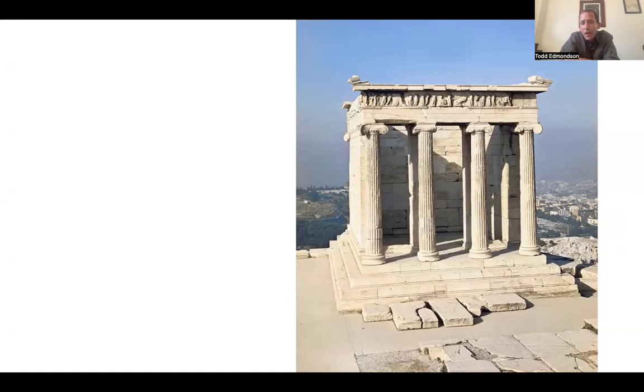You have here the Ionic column. You can see the more elaborate capital, the base connecting the column to the step, and then the scrolled capital that you see there. And then there's a frieze. You can see above the columns that continuous sculptural program there, not broken up into panels, but simply proceeding from left to right in a continuous process.